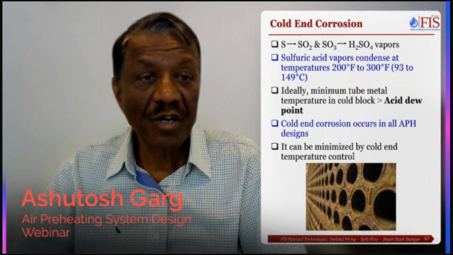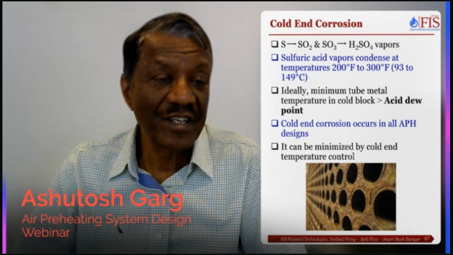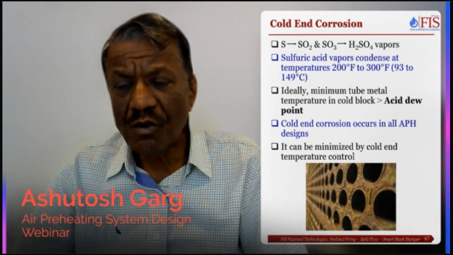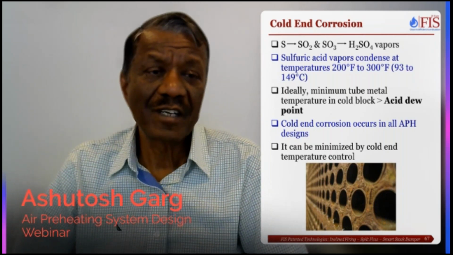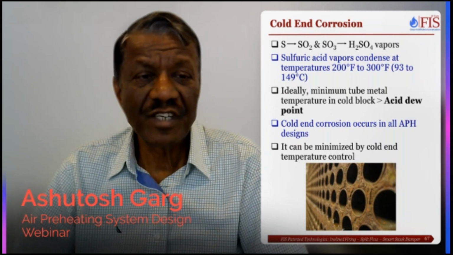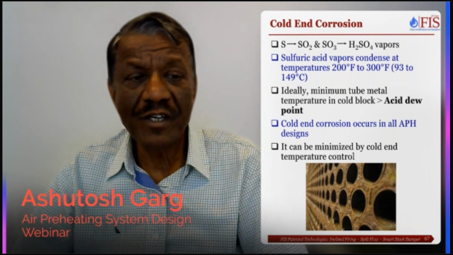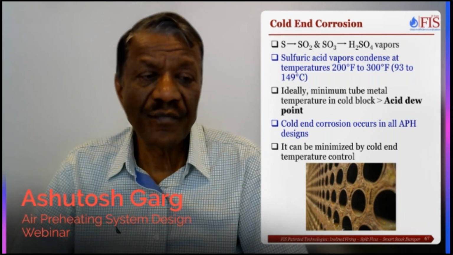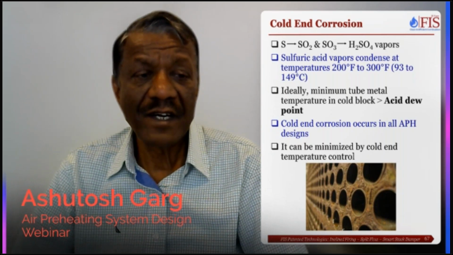The second question is, is a plate type air preheater prone to leakage? No, plate type air preheater is not prone to leakage. A plate type air preheater is a very, very good design. If it is leaking, that means there is a cold end corrosion. There is a dew point corrosion taking place, and that is what is leaking.